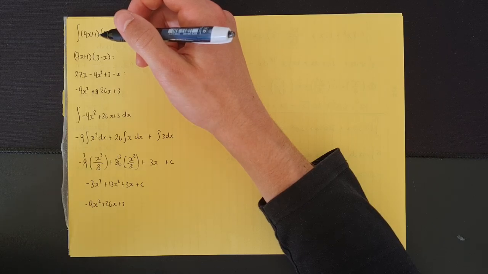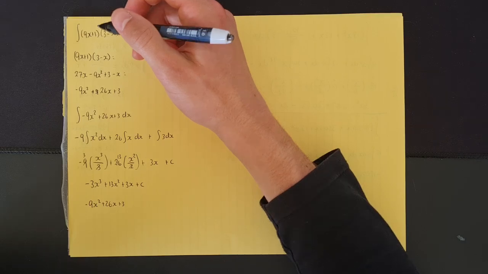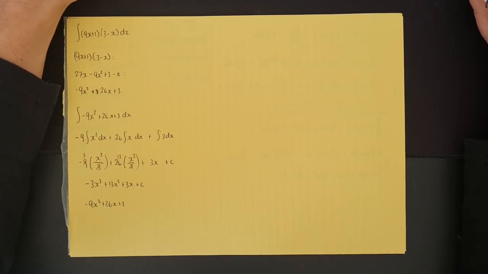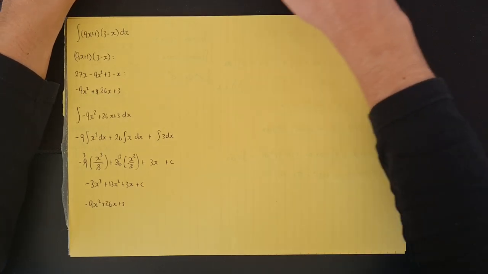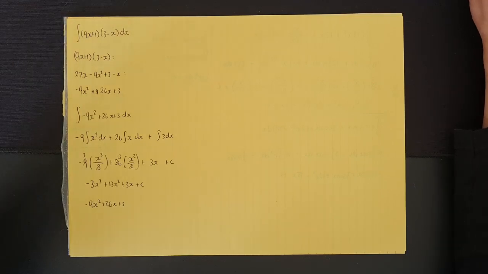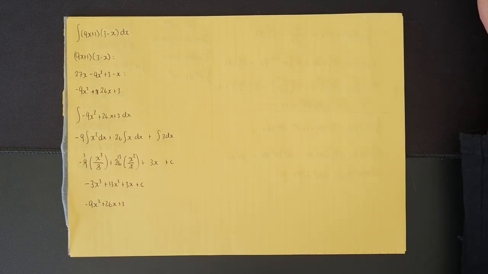It's negative 3x cubed plus 13x squared plus 3x plus c. Let me enter a capital C to see if it's something here. Okay, so it actually was correct. I just entered it incorrectly in the system.